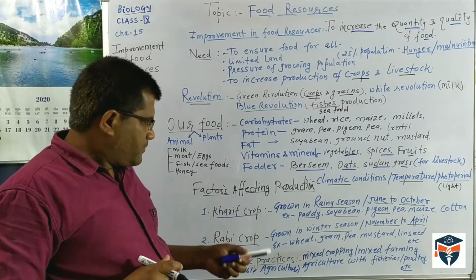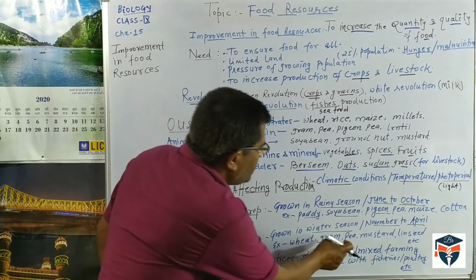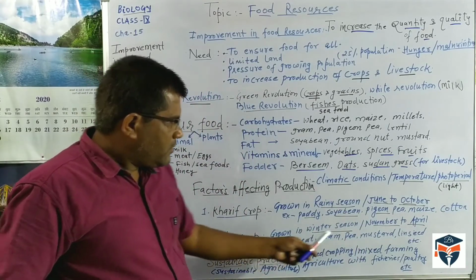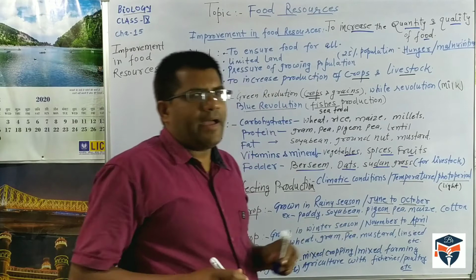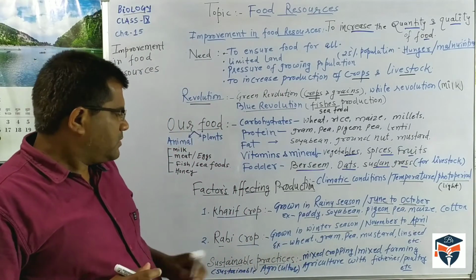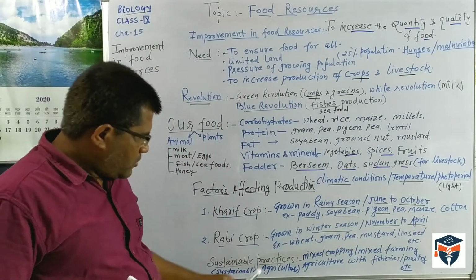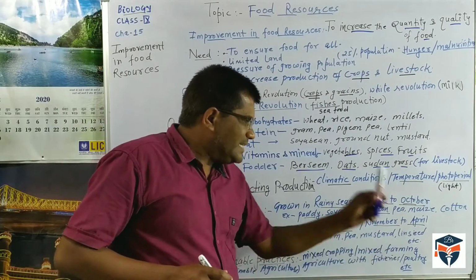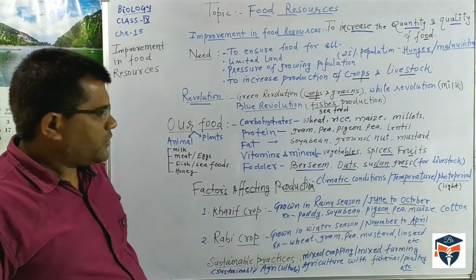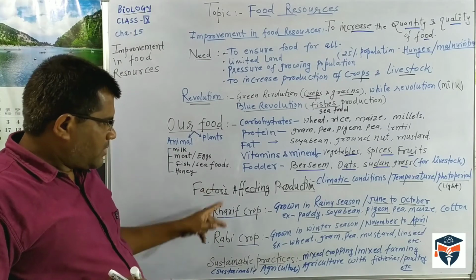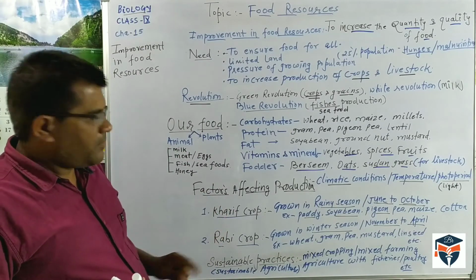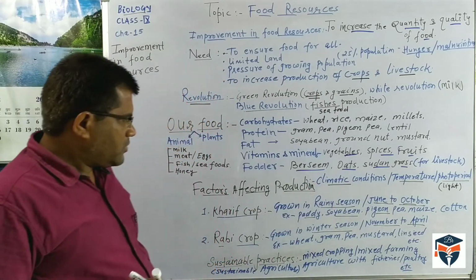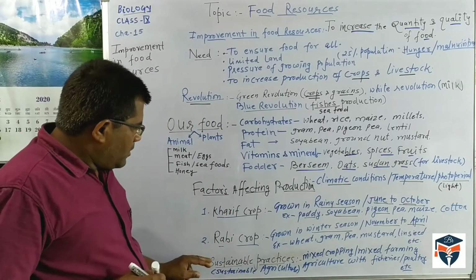Similarly, rabi crops are grown in the winter season. So this is called a winter season crop, and it is grown from November to April. Wheat, gram, pea, mustard, linseed, etc. are some examples of rabi crops. So the differences between rabi crop and kharif crop is a very important question for examination.